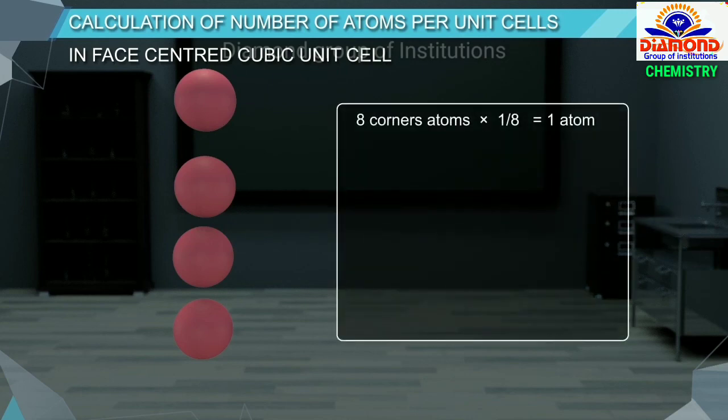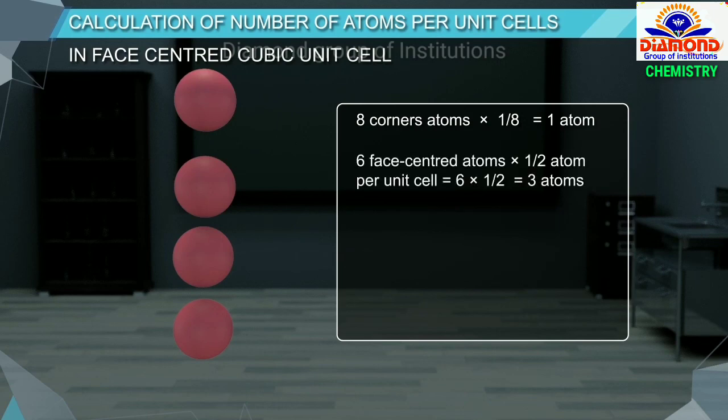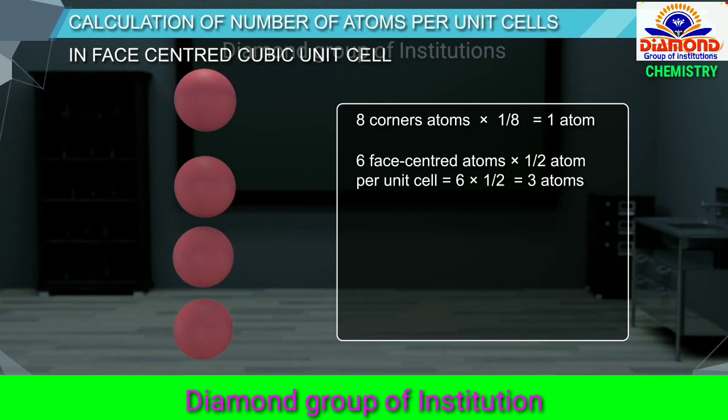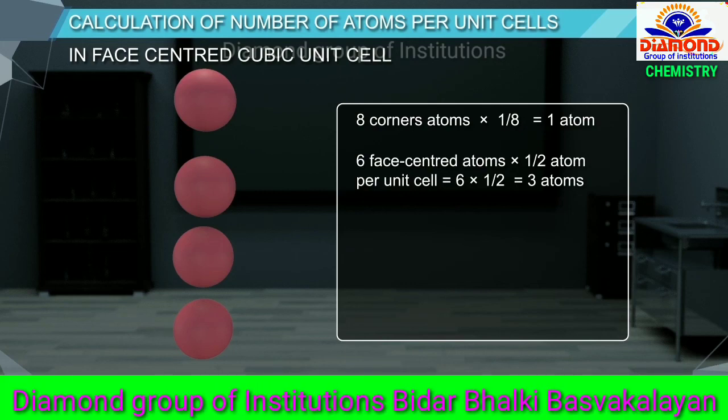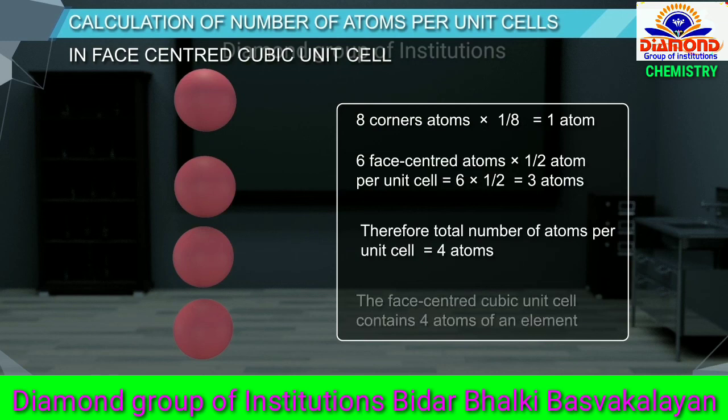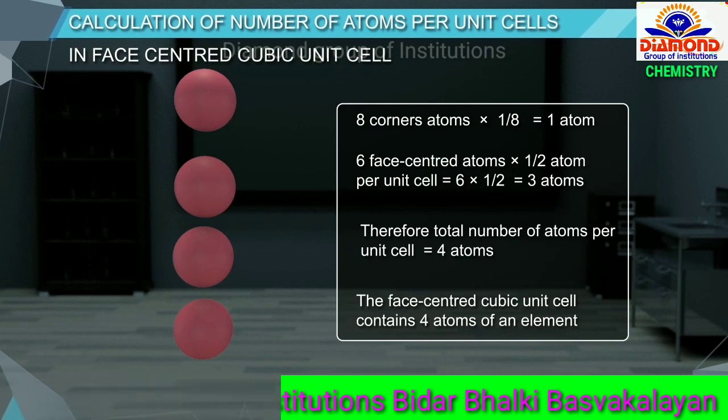8 corner atoms into 1/8 is equal to 1 atom. 6 face-centered atoms into 1/2 atom per unit cell is equal to 6 into 1/2, which is equal to 3 atoms. Therefore, total number of atoms per unit cell is equal to 4 atoms. The face-centered cubic unit cell contains 4 atoms of an element.